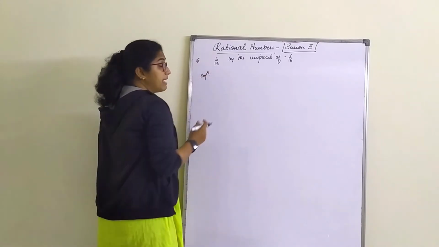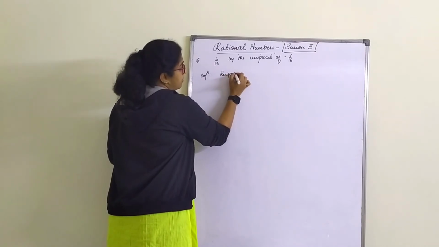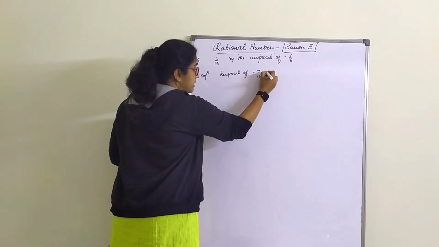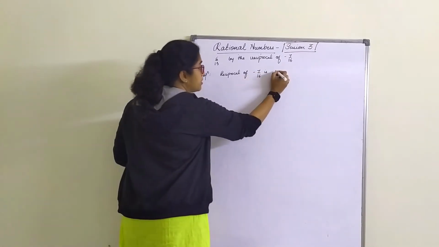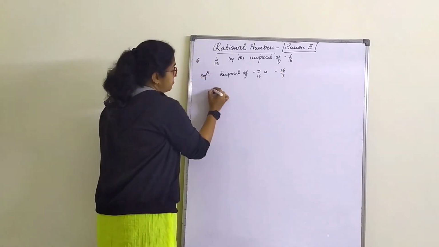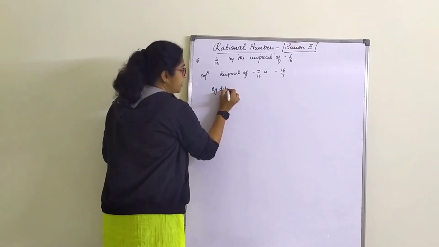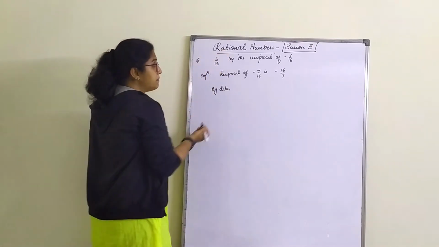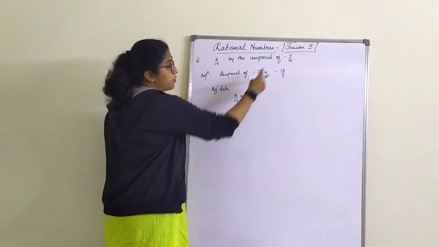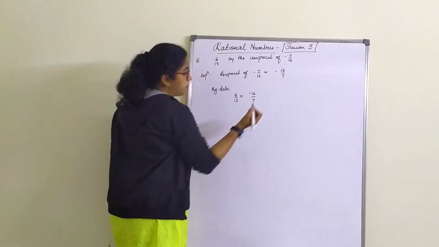Solution. First let me write the reciprocal of the number. The reciprocal of minus 7 by 16 is, what is the reciprocal? Minus 16 by 7. Okay. Now, by data, according to the given question. You can write anything; I just use the word "by data" because that was the data given. By data, multiply 6 by 13 with the reciprocal of minus 7 by 16, which is nothing but minus 16 by 7.